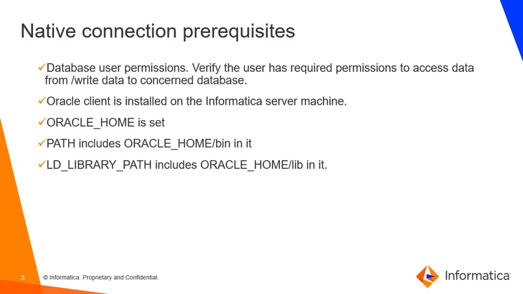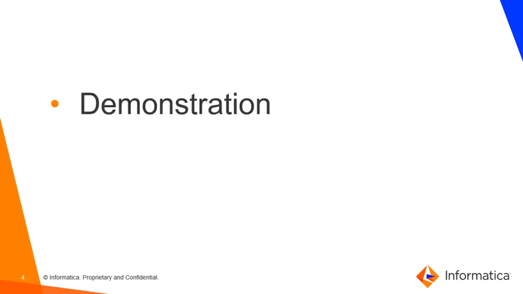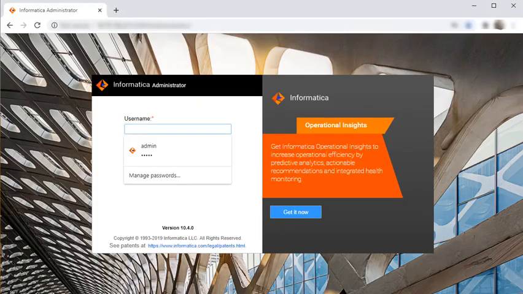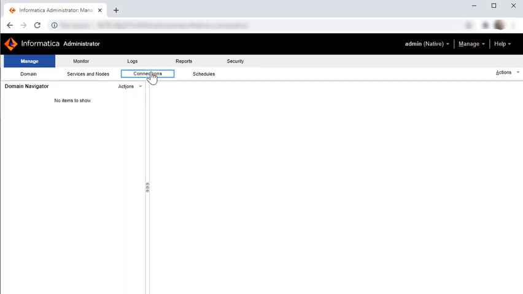Now let us see a quick demo on how to create this connection. This is one of the 10.4 setups that I will be using to demonstrate. So log into the admin console. As soon as you log in, you will see a Manage tab and you will have 4 different tabs under it. Click on the Connections tab.